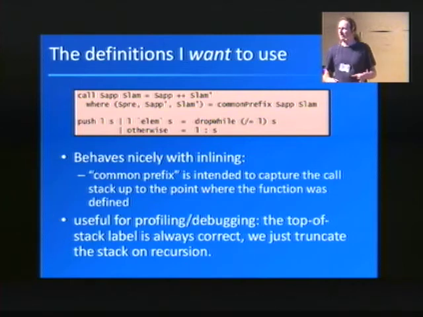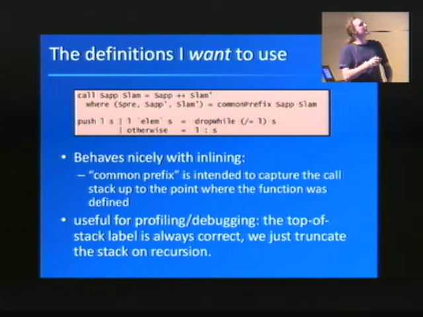So it turns out that this works really nicely. In particular, it eliminates the difference between inlining a function and leaving the function where it was. Because the common prefix you can think of as the stack up to the point where the function was defined, and the S_lam bit is the extra bit inside the definition of the function. So this behaves quite nicely, as far as I can tell.